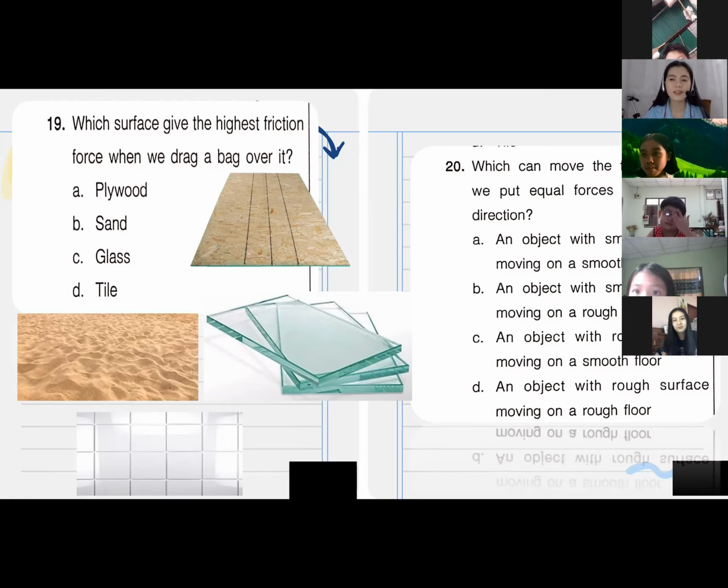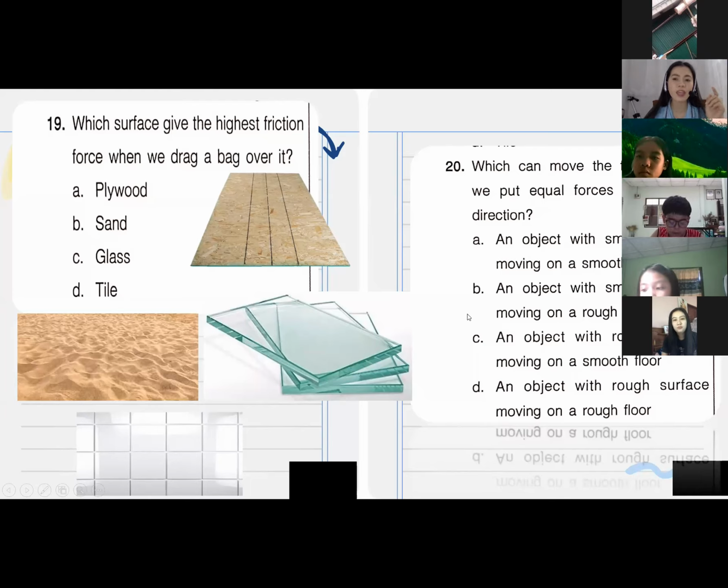Okay, so we said that if the surface is smooth, class, the friction is low. When the friction is low, the object will move easily. On the other hand, if the surface is rough, the friction is high. And when the friction is high, the object will not move easily. Now, as you can see here, the question is which can move the farthest when we put equal forces in the same direction?